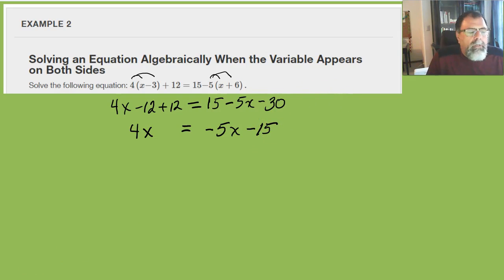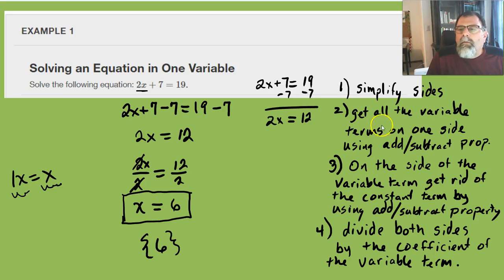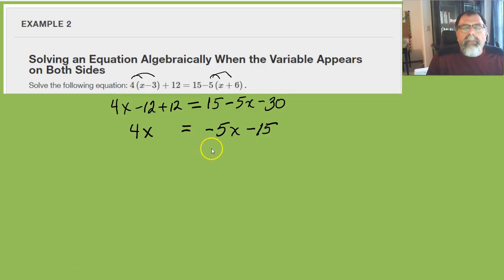Step 2 was we're going to get all the variable terms on one side using add, subtract. So I'm going to add 5x to both sides of the equation. So 4x plus 5x is 9x. Minus 5x plus 5x is 0. And then I got the minus 15.